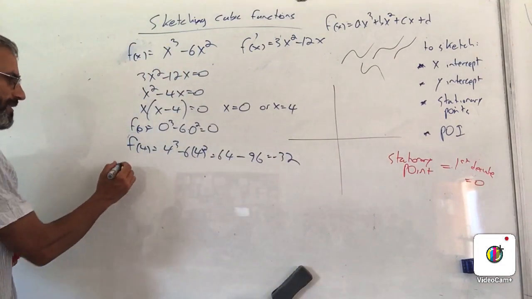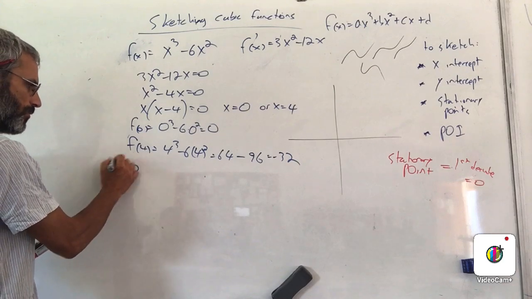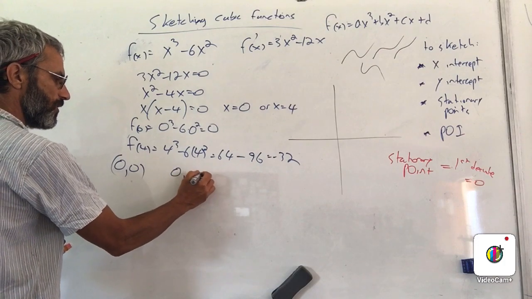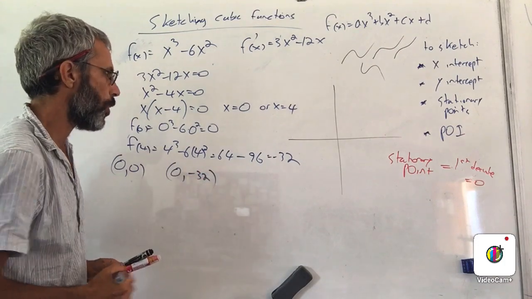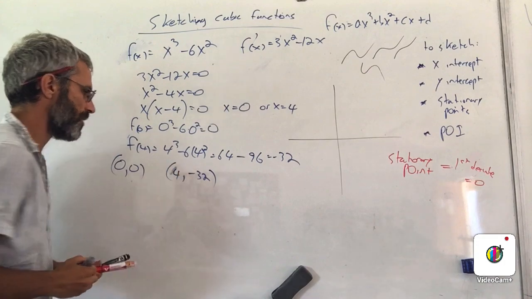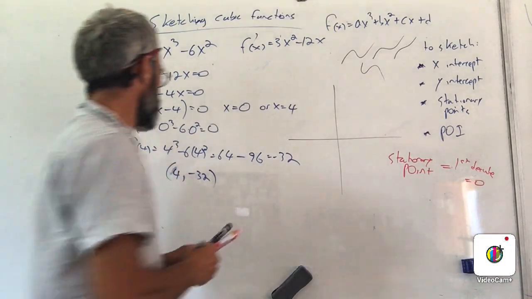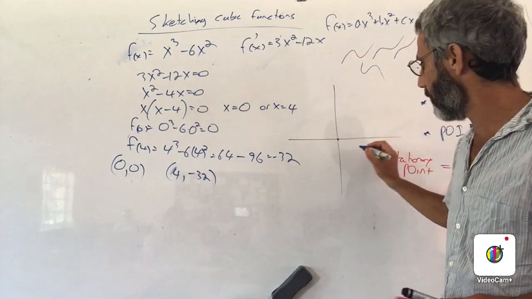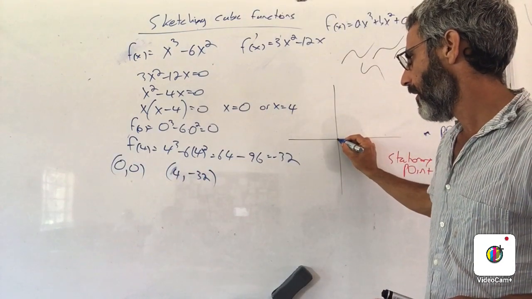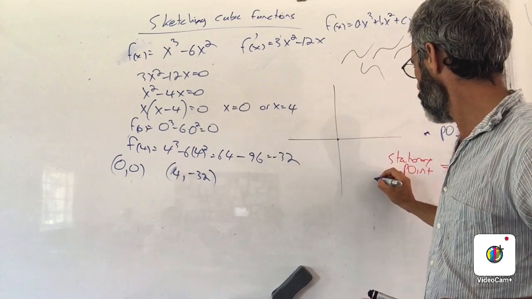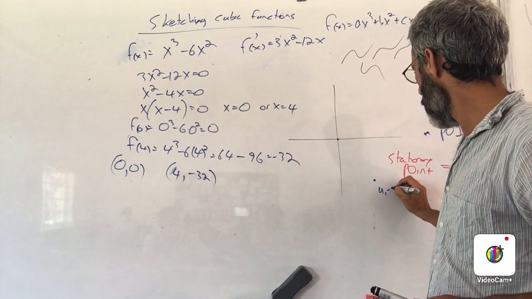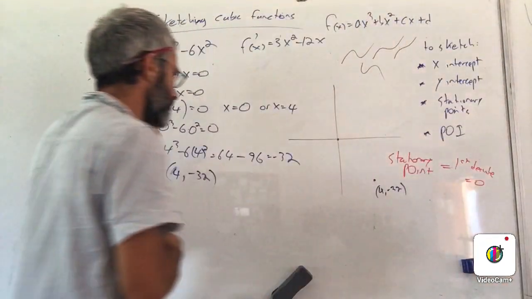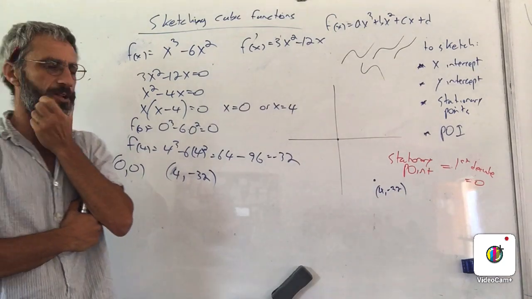So the 2 points that I've got are (0, 0) and the other one is (4, minus 32). Of course, I can't have the same x twice, otherwise it's not going to be a function. By the way, I like to plot already now, as I'm going to eventually plot the graph. So I'm going to have a point here, and I'm going to have (4, minus 32), let's say here. Now, I know that these two are 2 stationary points.